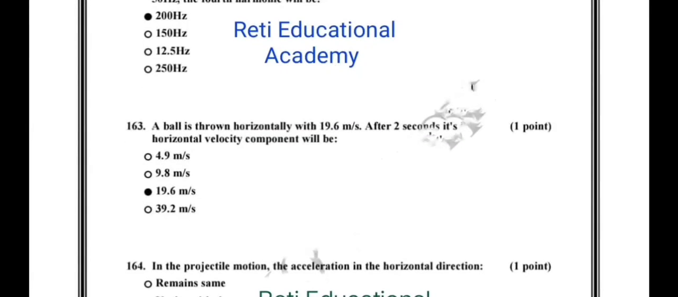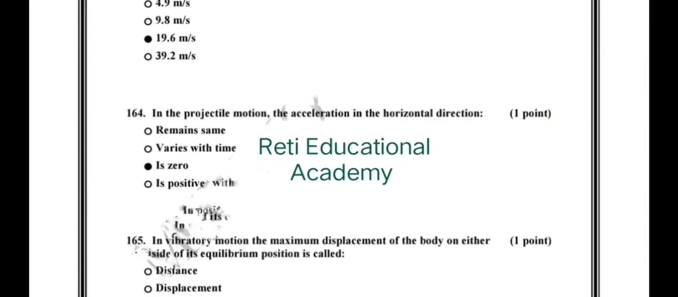Question number 163. A ball is thrown horizontally with 19.6 meter per second. After 2 seconds, its horizontal velocity component will be 19.6 meter per second. Question number 164. In a projectile motion, the acceleration in horizontal direction is 0. C is the correct option.